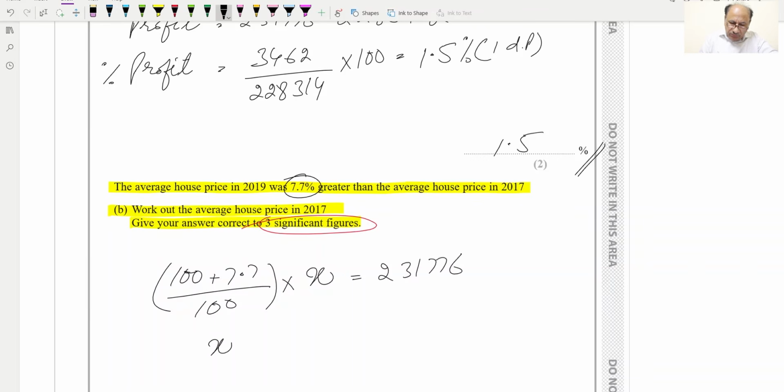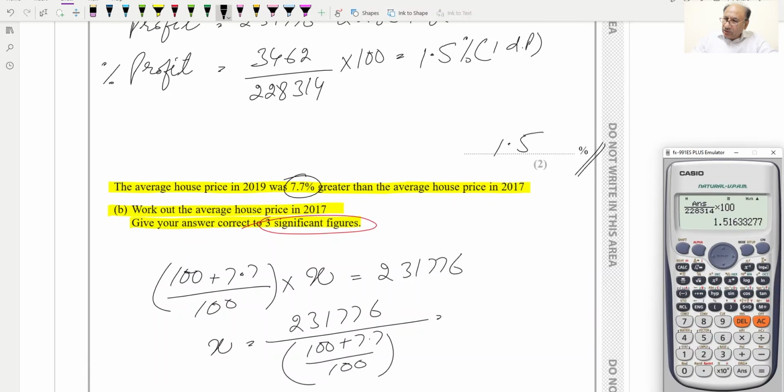Now x will be equal to, we will shift this whole thing to the other side, and we will get 231,776 divided by 100 plus 7.7 over 100, and we can use a calculator for this fraction. 231,776 divided by the fraction 100 plus 7.7 divided by 100 will be equal to 215,205.